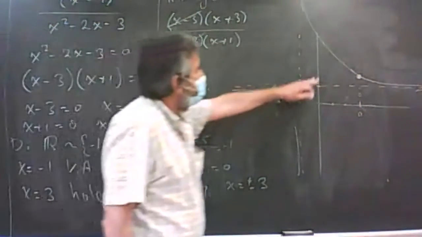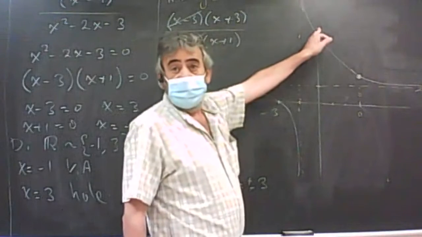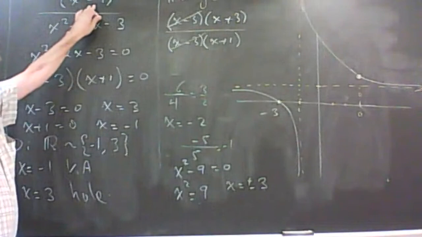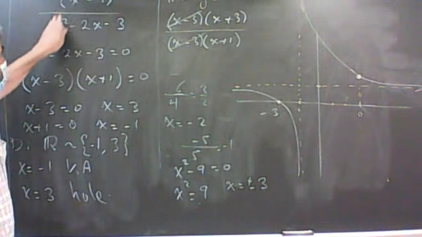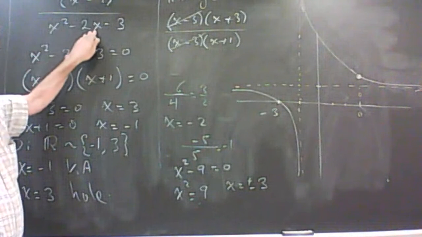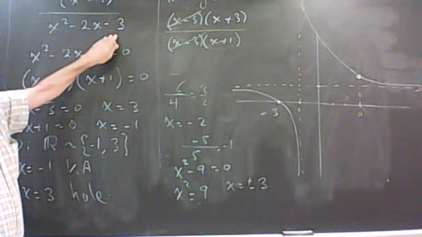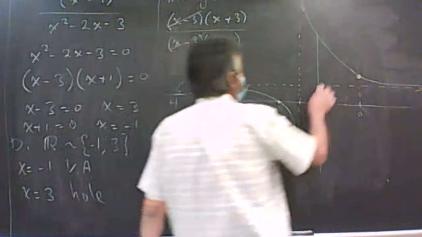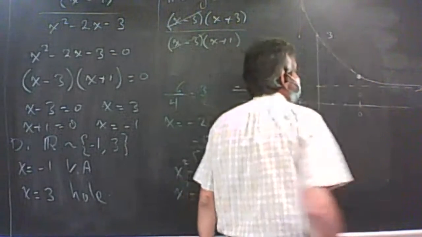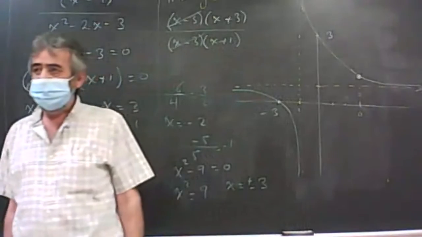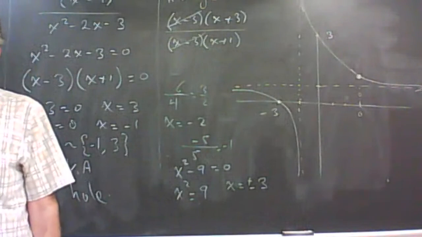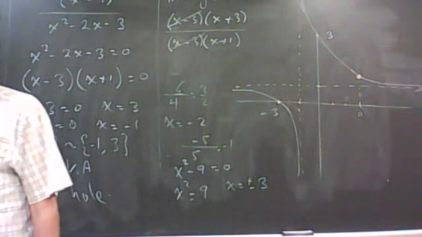Does it have a y-intercept? It does, right there. You want to figure that out? Put a 0 for x. If I put a 0 for x, this one, that one, all gone. Minus 9 divided by minus 3 is 3. So this point over here would be simply 3. Yep. Okay. Any questions? All right.